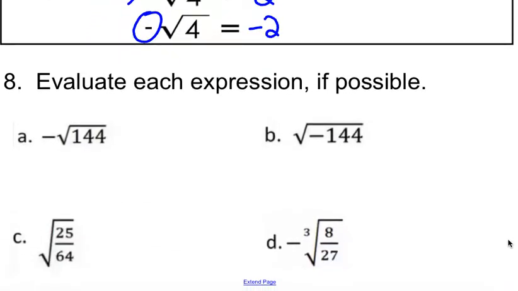So we want to evaluate these if possible. So exactly what we were just talking about, 8a, we want the negative square root of 144. So of course the square root of 144 is 12, and we want the negative root, so negative 12.